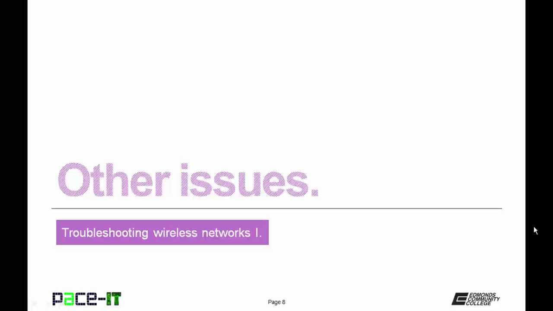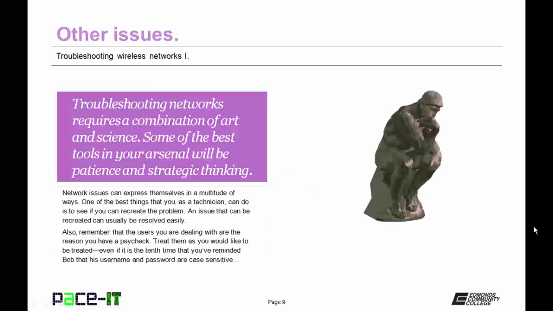Let's move on to other wireless issues. Troubleshooting networks requires a combination of art and science. Some of the best tools in your arsenal will be patience and strategic thinking. Network issues can express themselves in a multitude of ways. One of the best things that you, as a technician, can do is to see if you can recreate the problem. An issue that can be recreated can usually be resolved easily.